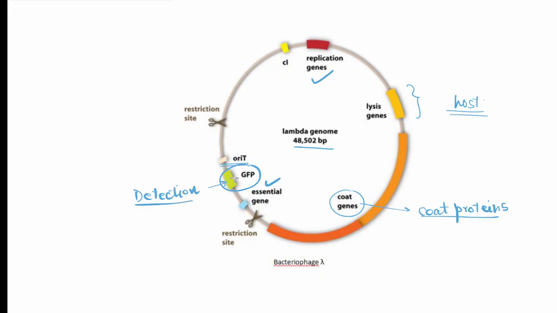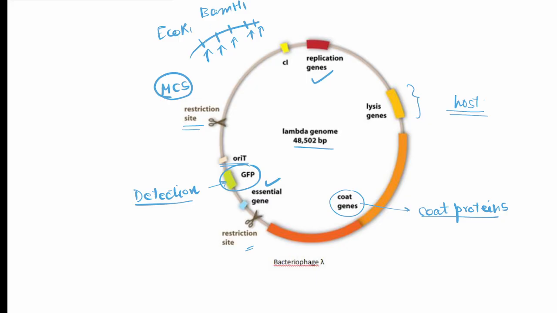Then there is an origin site, and then there are these restriction sites. Restriction sites are basically the multiple cloning sites, means in that particular region there are multiple restriction sites for different enzymes. For example, EcoRI can act here. For example, BamHI can also act here, depending upon the different sites, and you can use any one of them.